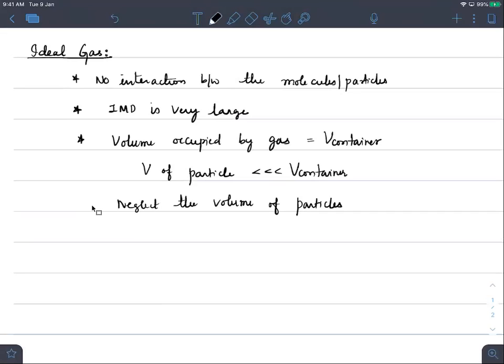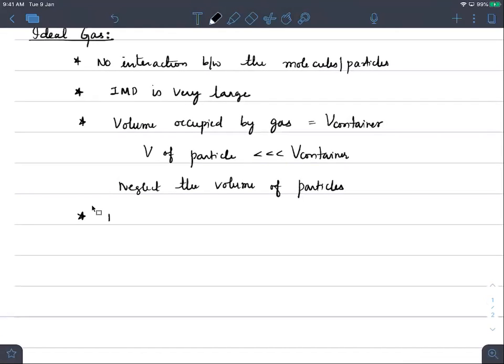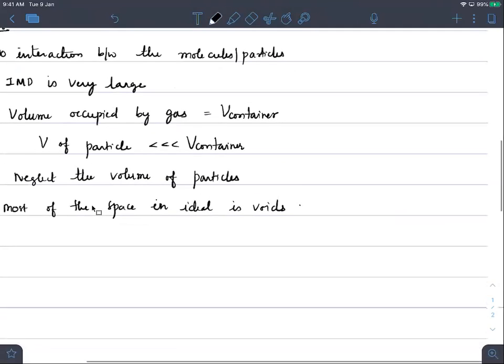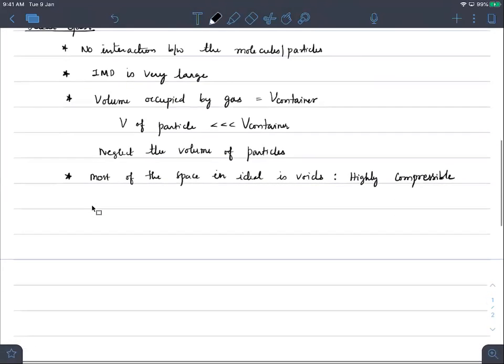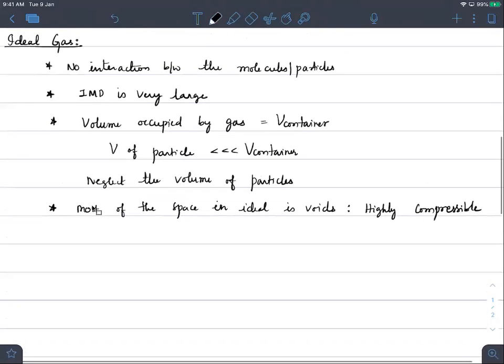And most of the space in gaseous state, in ideal gas, is voids only. Alright. Hence, since it is completely voids, it is highly compressible. Highly compressible. See, these are all the terms that have been asked in various competitive exams. So understand the terms carefully, guys.